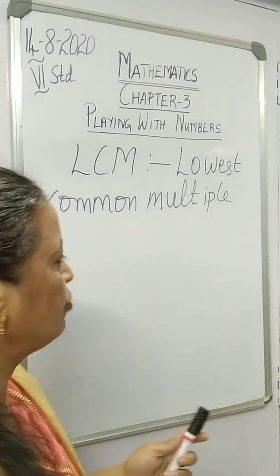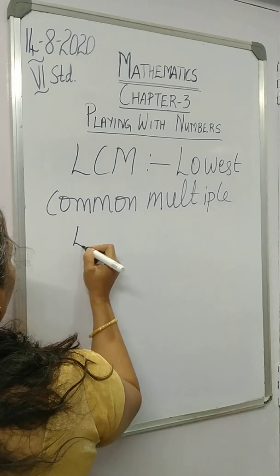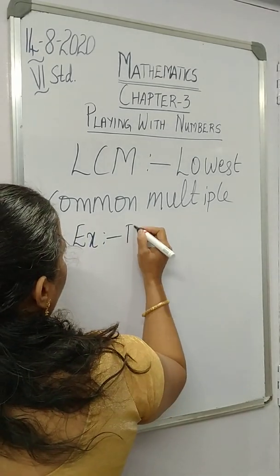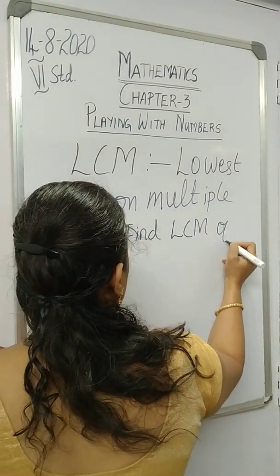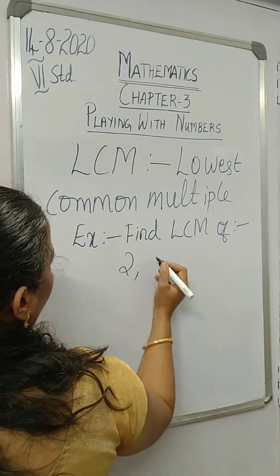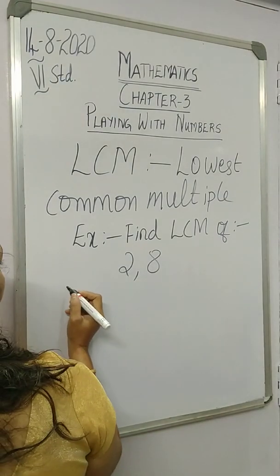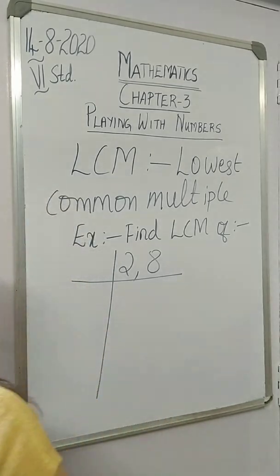Let us find out how to find it. Suppose, look at this example. Find the LCM of 2 and 8. Yes, let us start with smaller numbers, 2 and 8. As you all know, let us factorize as we have done in the HCF.